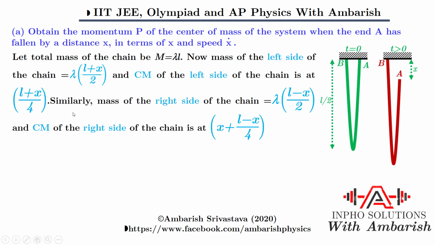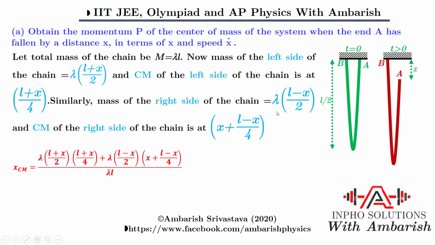So we have found the masses of the two sides and also the locations of center of mass of the two sides. Now we can simply find the location of center of mass as m1 x1 plus m2 x2 divided by m1 plus m2, where m1 and m2 are the left and right side masses. So this is the location of center of mass, which simplifies. If you simplify this and you take lambda L over there, you get lambda L into xcm is this.